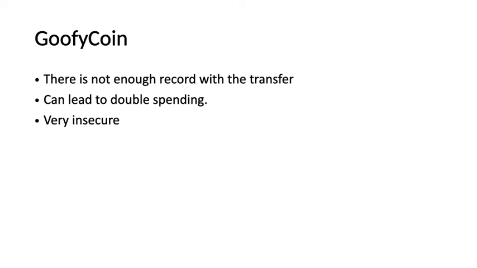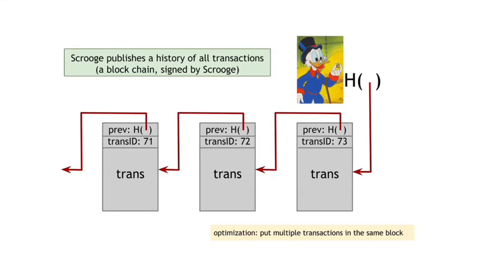So how do we prevent this? Well, let's look at another type of coin called Scrooge Coin. Scrooge will publish the history of all the transactions, and then it will be signed by Scrooge himself. This is the blockchain. And this history helps us track the attempt of double spending.